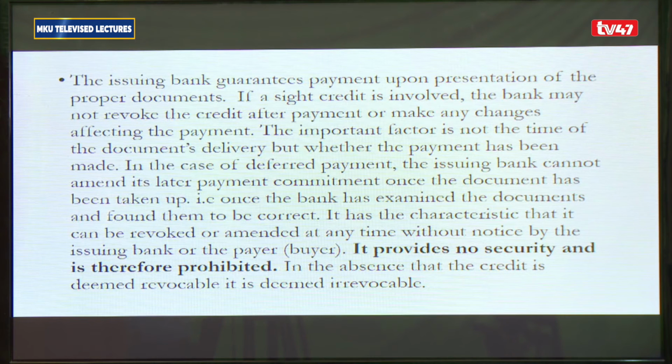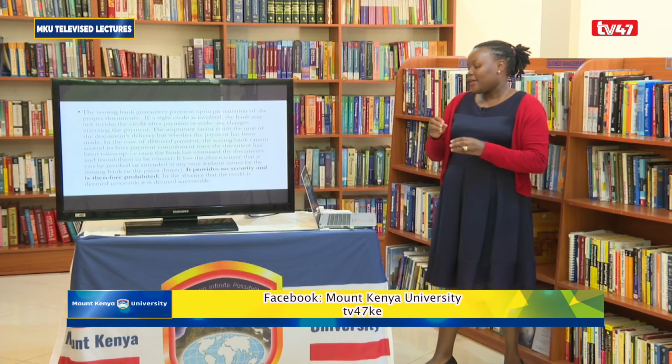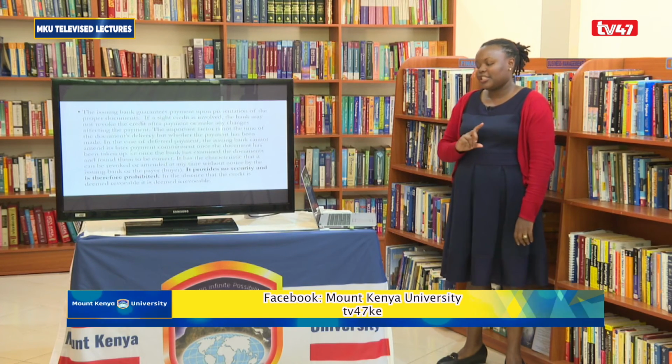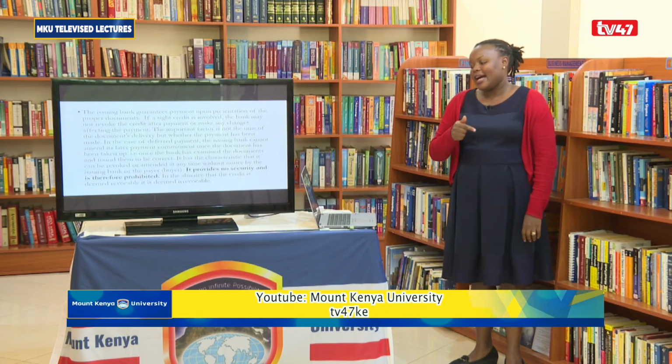Now, you see, the issuing bank has been instructed by the buyer, and it guarantees payment upon presentation of proper documents. Remember, we had a sale agreement. The sale agreement is the one that has been taken to the bank to prepare what? A letter of credit. Now, if the documents that have been presented are in the correct form in accordance with the sale agreement, then they would pay. But if a sight credit is involved, the bank may not revoke the credit after payment or make changes affecting the payment. It is important. The important factor is not the time of the document's delivery, but whether the payment has been made.